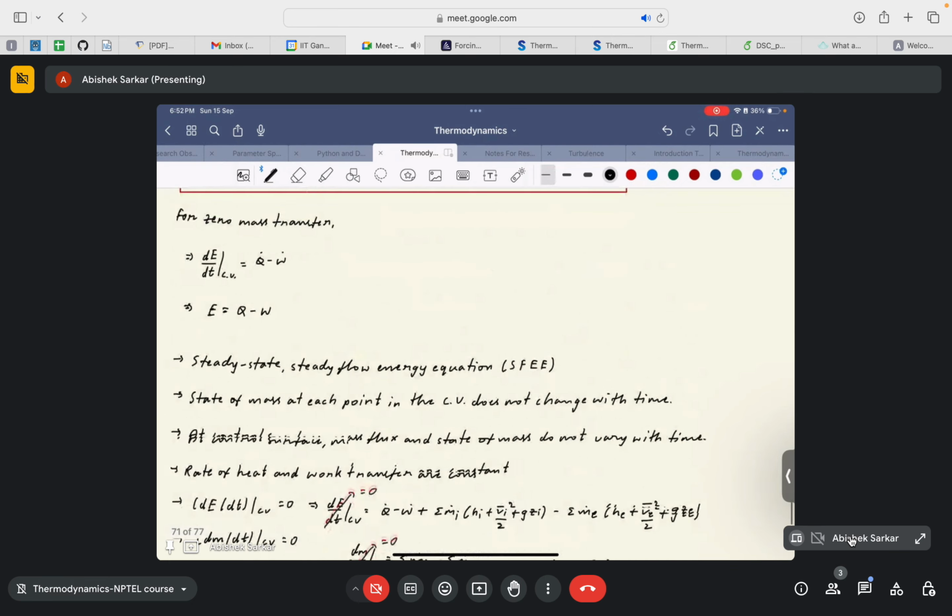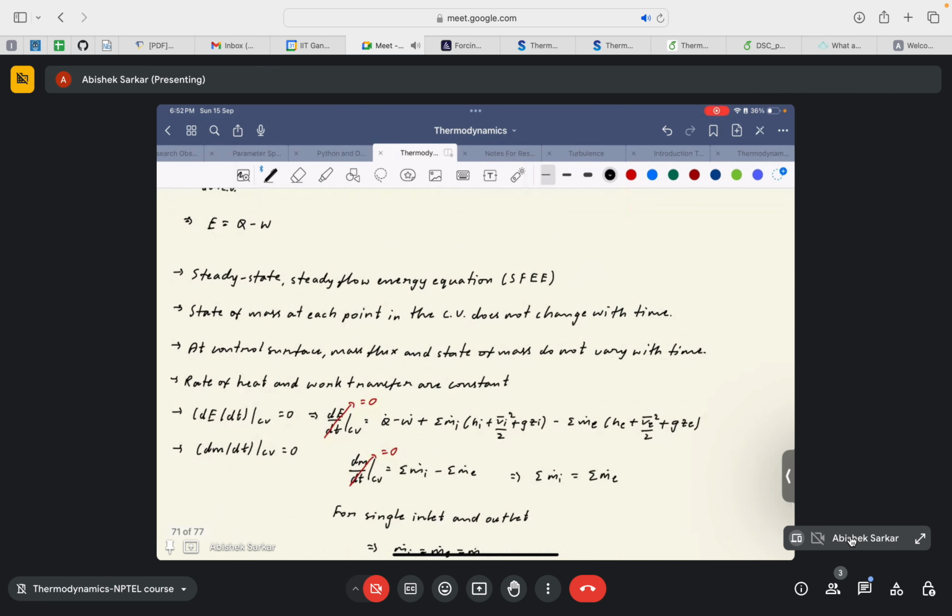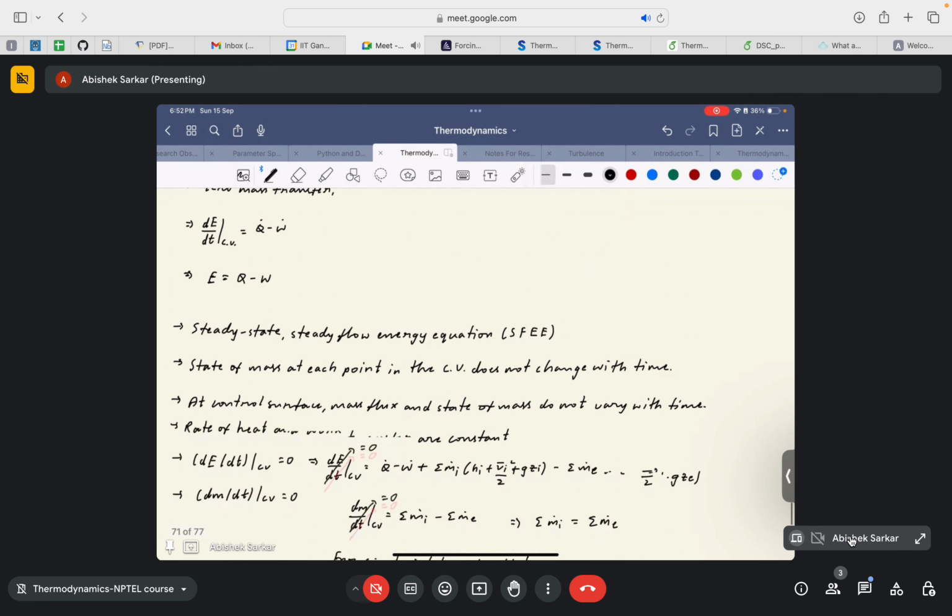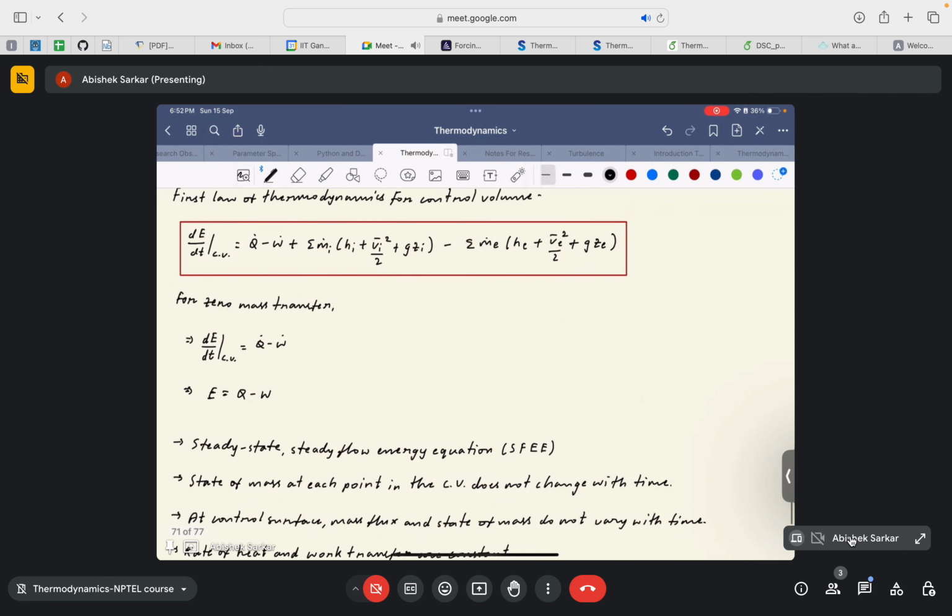So we have some simplifications that can be done to the steady flow energy equation. Ideally, what we wrote is known as the first law of thermodynamics for a control volume. This becomes the steady flow energy equation once we assume that the net rate of change of energy in the control volume is equal to 0, right?